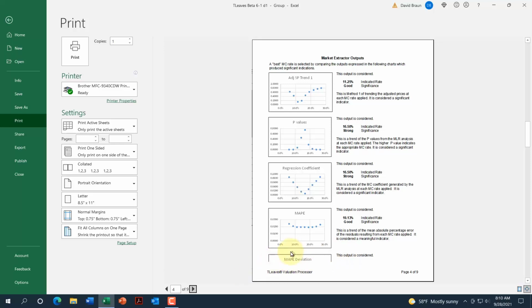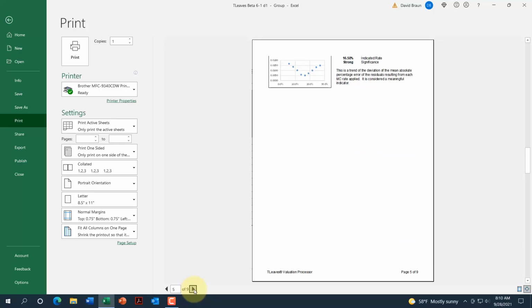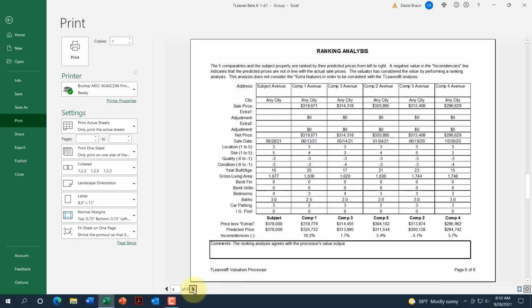Then the next page shows the charts for our market condition rate. And if you use more than 4 charts, you may have to put a line break in. I'll work on that to try to make that better in future versions. There's no reason that I shouldn't be able to do that. And I normally just use 4 charts. I would just leave that one off, but you could use all 7 if you wanted to. Then it also prints, let's go to the next page. Then it shows the ranking analysis.